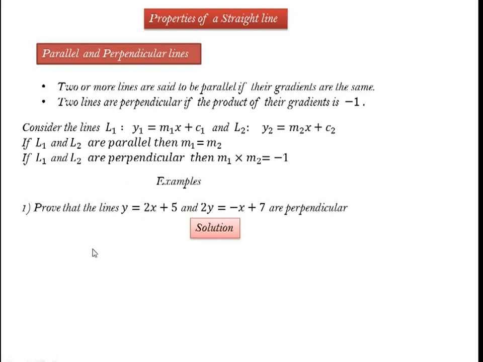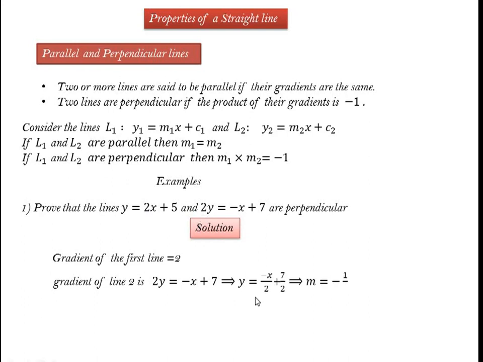We derive our gradient. The gradient of line 1 here, what is the coefficient of x? It is 2. The gradient of line 2, we make y the subject here, which means we'll be dividing both sides by 2. When you divide both sides by 2, you have -x over 2 plus 7 over 2. -x over 2 means -half x. So the gradient is -half.